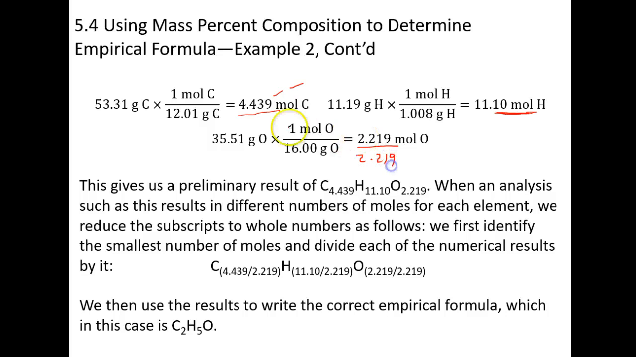Divide everything by 2.219. Okay, so what do you get? I have my calculator right here, so I will do this. 4.439 divided by 2.219. I get exactly 2.000. So that is 2. All right. 11.10 divided by 2.219, I get exactly 5.0, and then 2.219 divided by 2.219, I don't need to type that in my calculator. That equals 1. So it's a 2 to 5 to 1 ratio, so the formula is C2H5O.